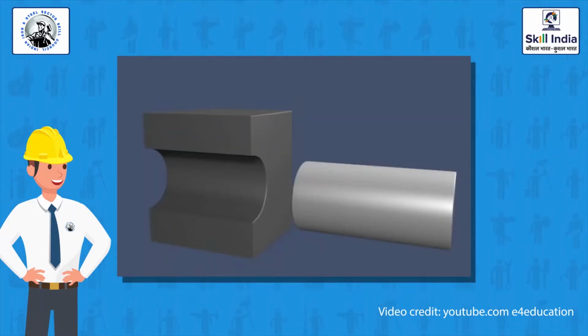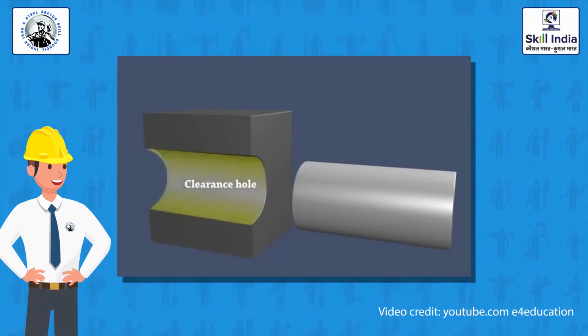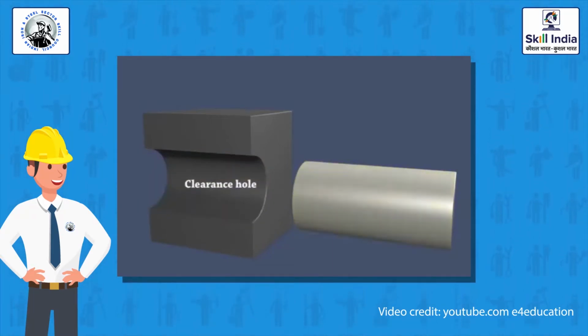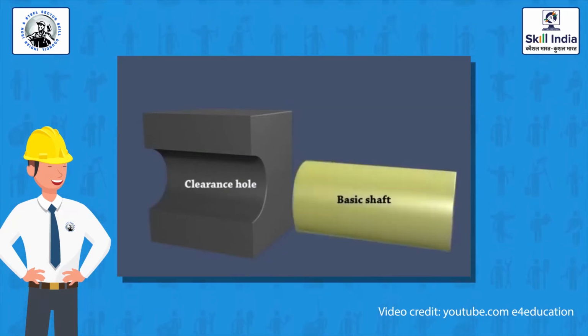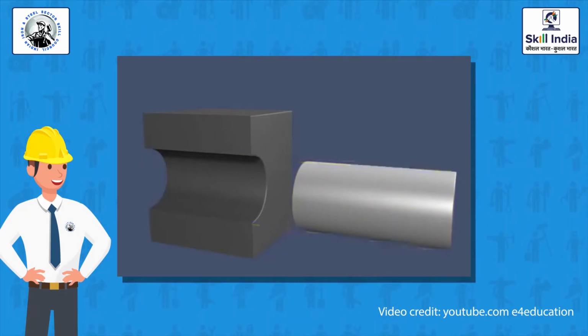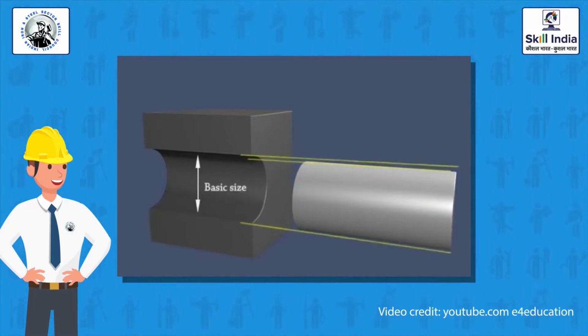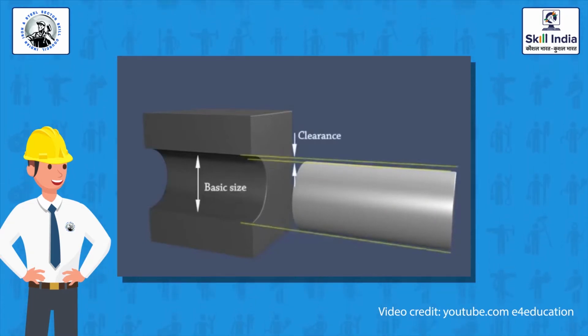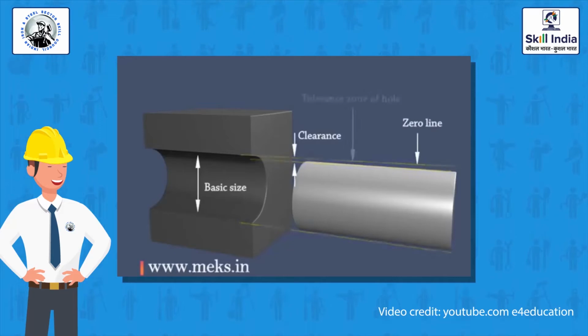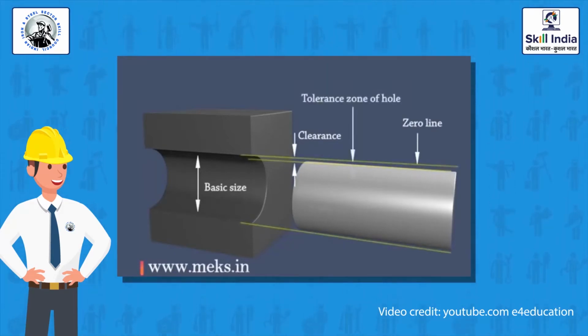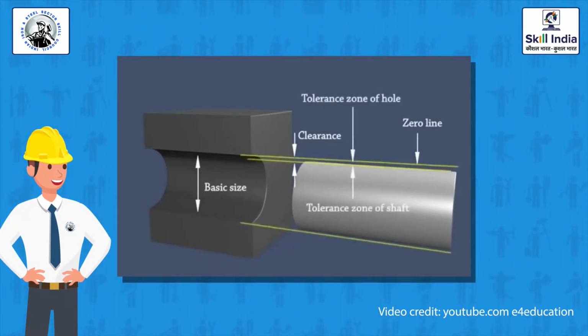In this system, the different types of fits are obtained by associating holes of varying limit dimensions with a single shaft whose upper deviation is 0. Consider a clearance hole. Basic shaft, clearance fit, basic size, clearance, 0 line, tolerance zone of hole, tolerance zone of shaft.